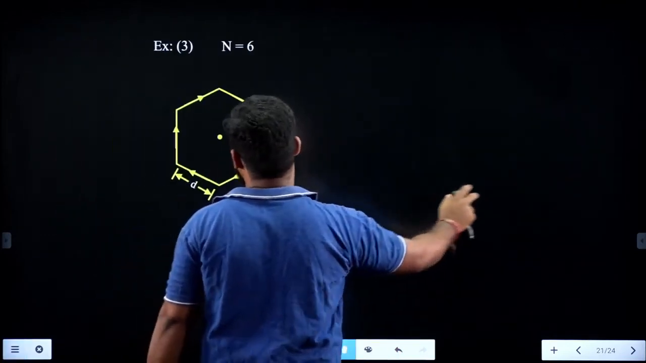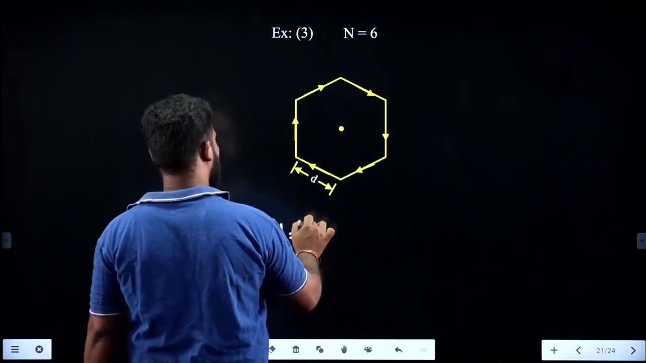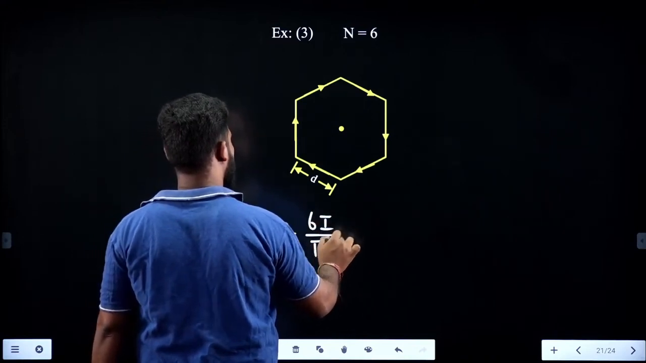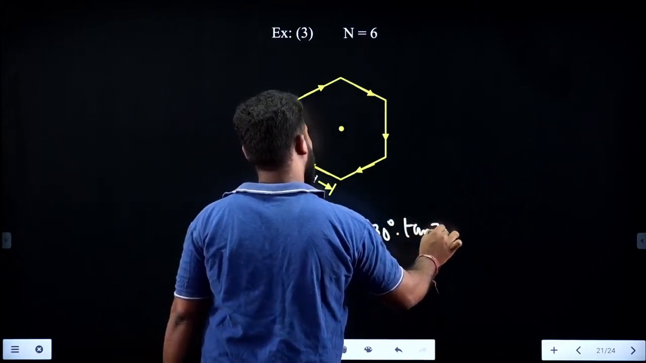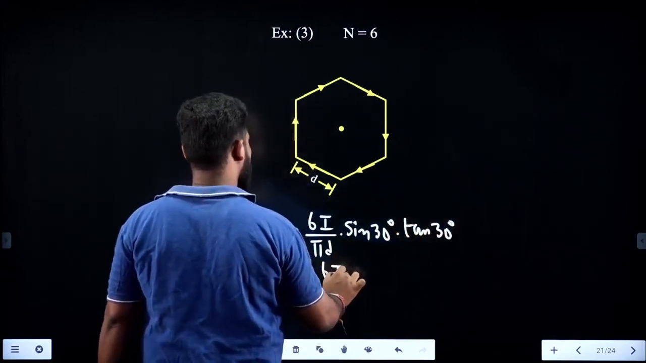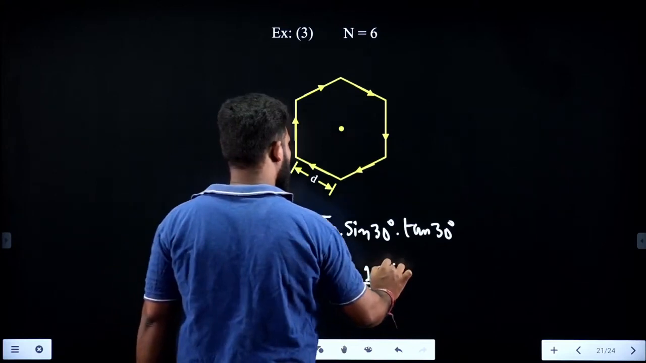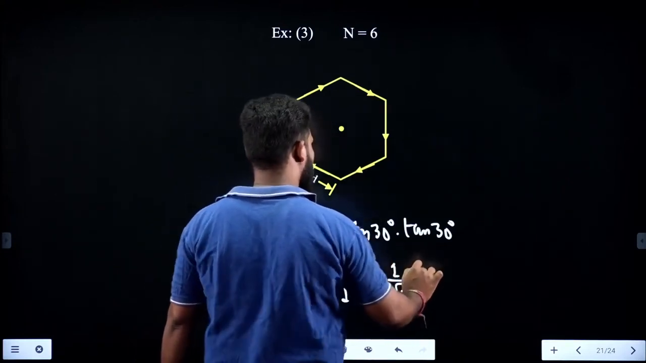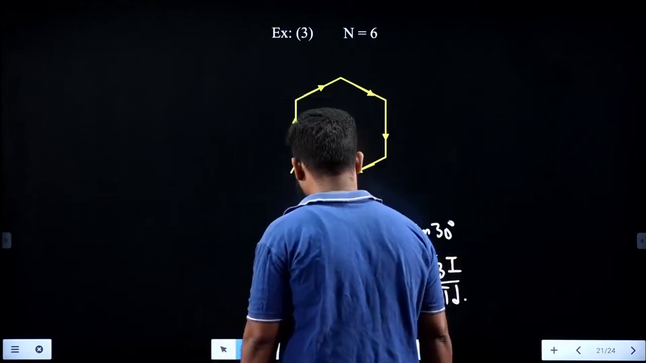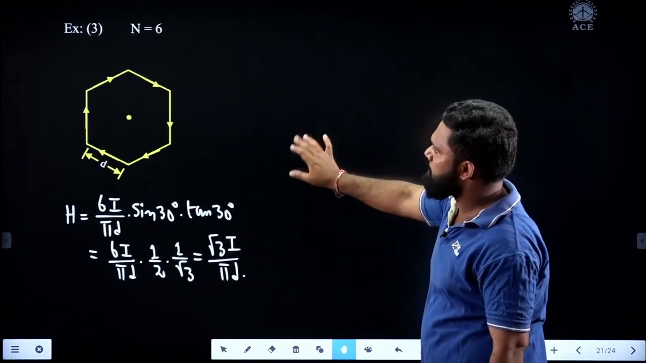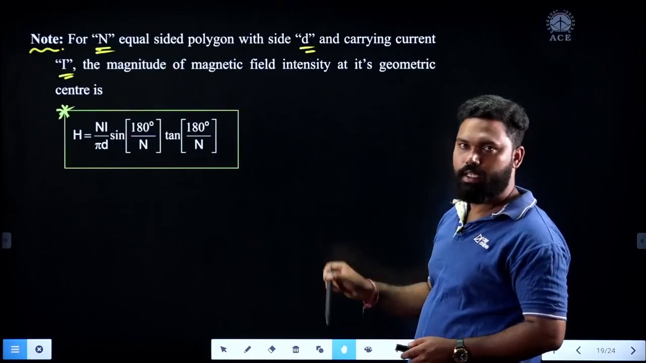If n is equal to 6, it is a hexagon. Fine. So what happens to the magnetic field at the center? So H is equal to 6 into I divided by pi d, sine of 30, tan of 30. 6 into I by pi d, it is 1 by 2 into 1 by root 3, so which is equal to root 3 I by pi d. Okay, that is how you can use this formula to save your time. Yes?